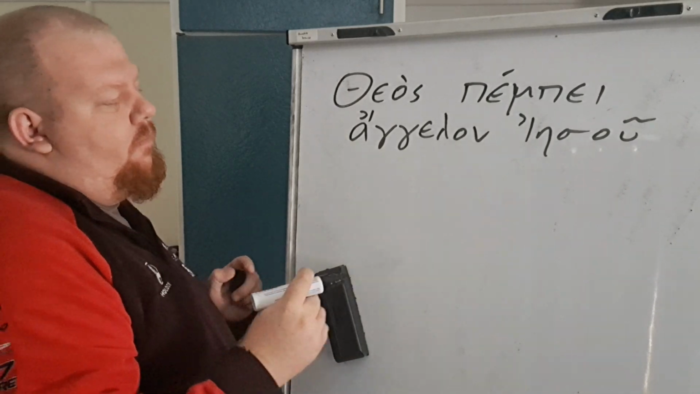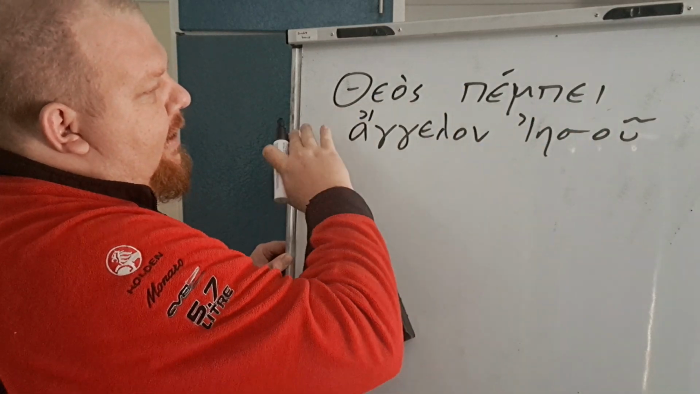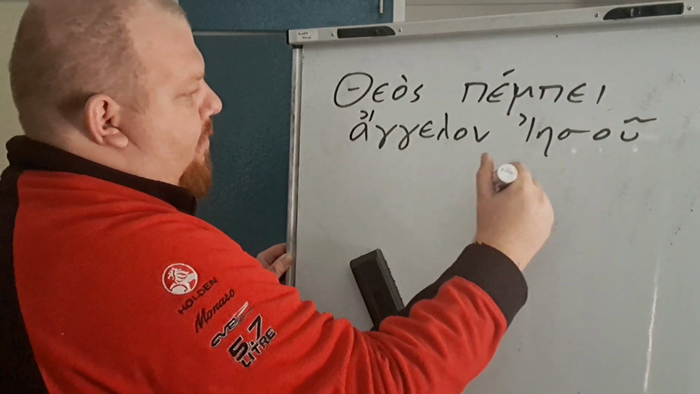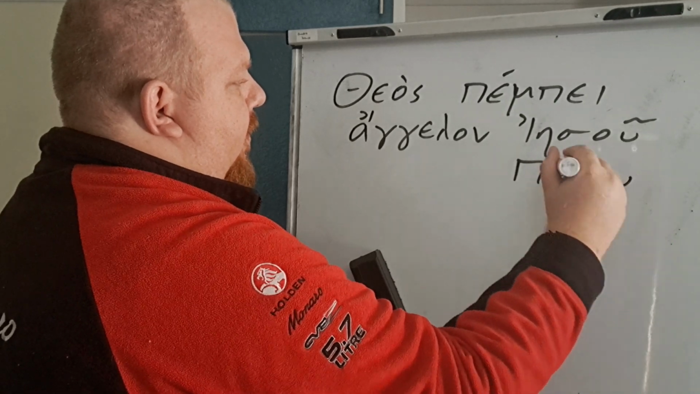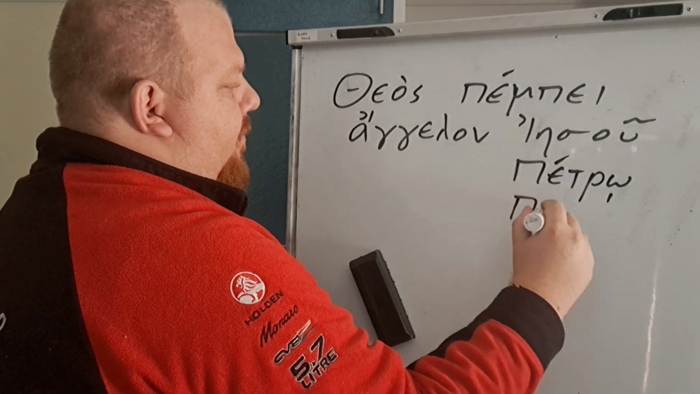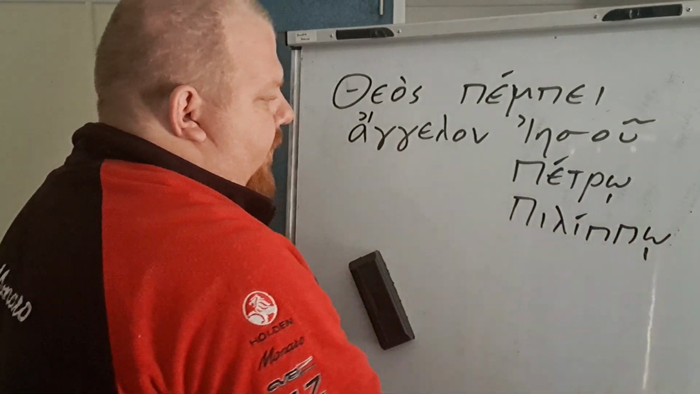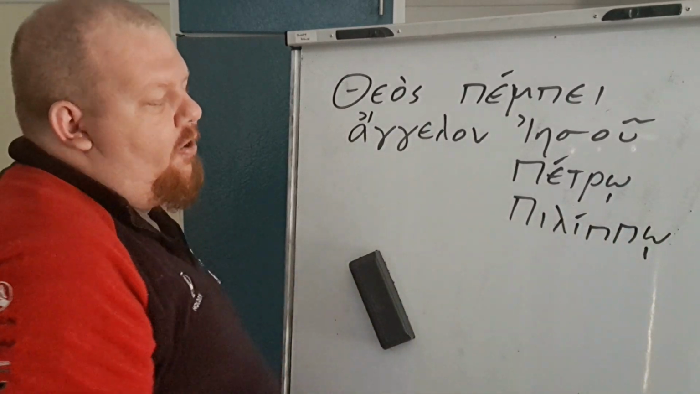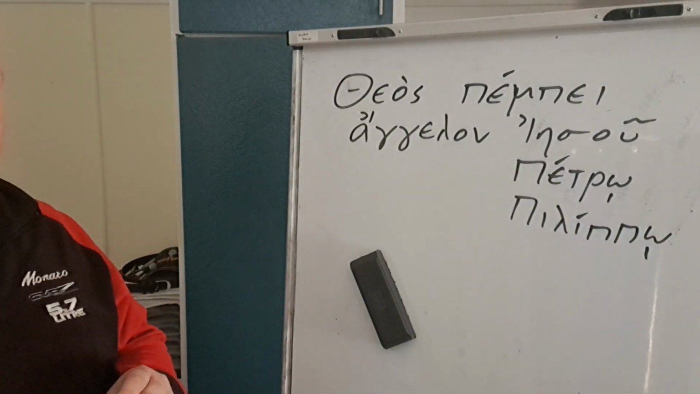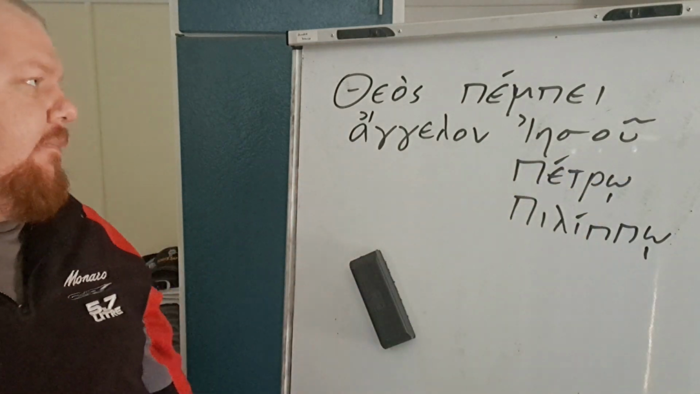So most nouns will have, so if I was to say God sends an angel to Peter, it'd be Petro, or if it was Philip, it'd be Filippo. So usually you'd have that omega iota subscript, but Jesus is the only exception here.